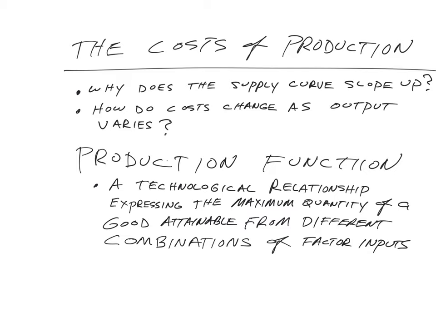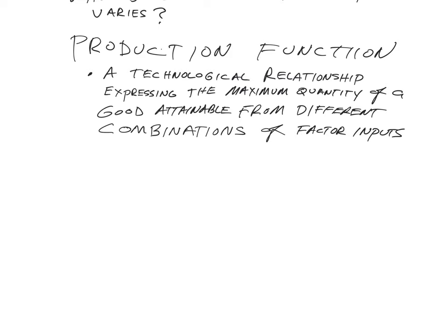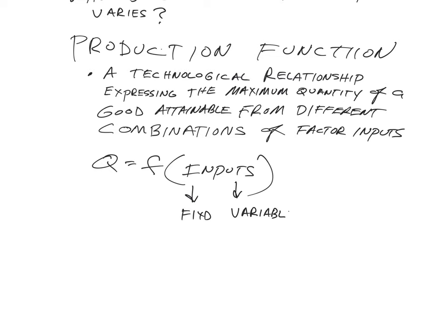Factor inputs would be labor, capital. Okay, so we're going to write out the production function to look like this. It is simply quantity of output is a function of inputs. There you go. That's pretty hard. Inputs determine the output. And we're going to divide up the inputs into two kinds of inputs: a fixed input and a variable input. And we're going to make it real easy.